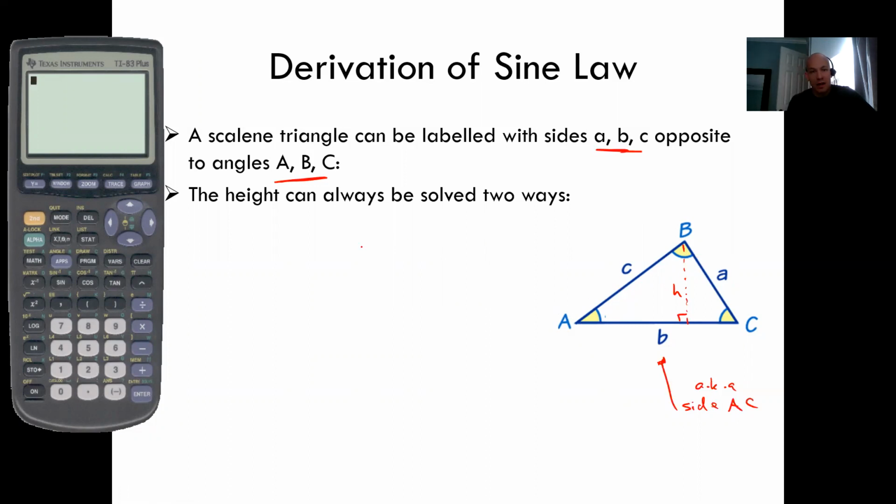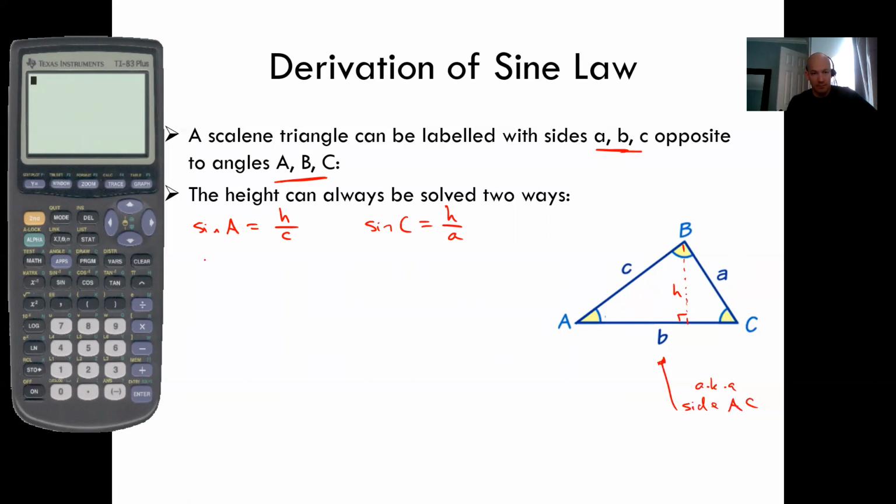By drawing that height, I can now say sine of capital A equals opposite over hypotenuse. The opposite side to angle A is the height, and the hypotenuse is side c up here. I can also write sine of capital C from this point of view. Its opposite is h, and its hypotenuse is a. So I can write sine C equals h over a.